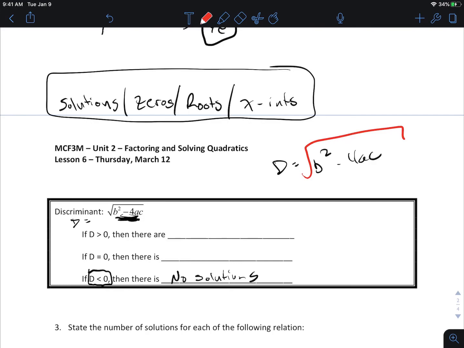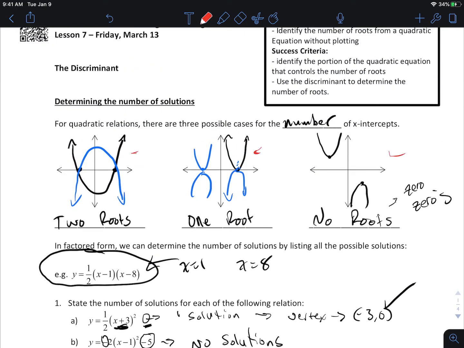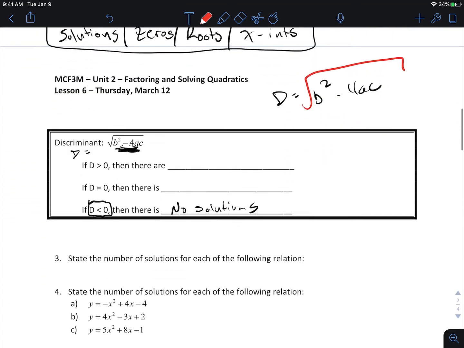Right? So now, you can, but you don't care what it is, because all I want to know is the number of solutions. I don't care what it is. I want to know which of these 3 pictures it is. That's what the discriminant's doing for you. So if you get a negative number underneath for the discriminant, it's this scenario. You've broken it because you can't square root. Right? So let's go to the next one.